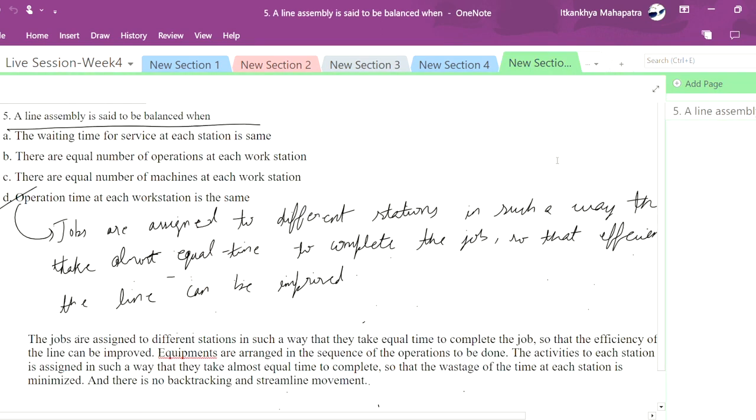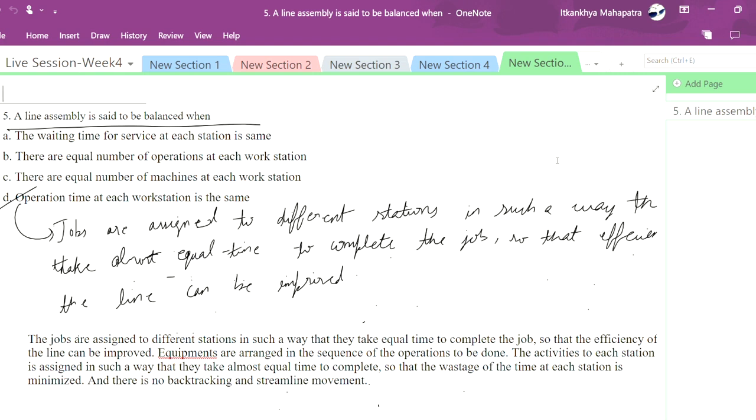Okay, so in this session, the most important is line assembly. Line assembly is a sort of balanced assembly where the operation at each workstation is the same. So here the jobs are assigned to different stations in such a way that it takes almost equal time to complete the job, so that the efficiency of the line can be improved.